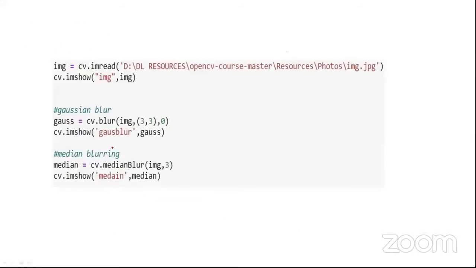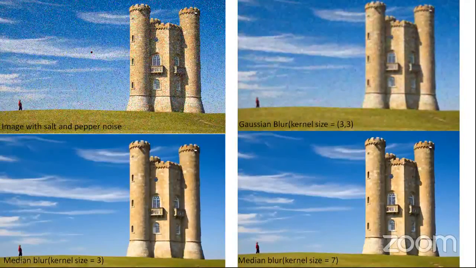So this is how we can implement the median blurring. We will call the median blur function. We will specify the image and we will give the kernel size. Here we only specify a single value, whereas there we have to give the dimension 3x3. So that's the difference. So this is the image with salt and pepper noise.